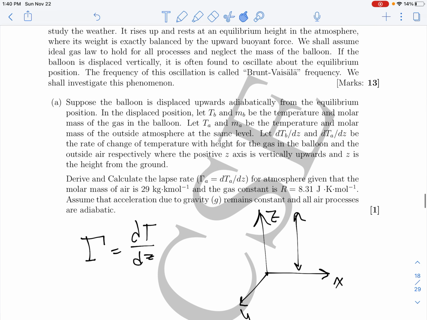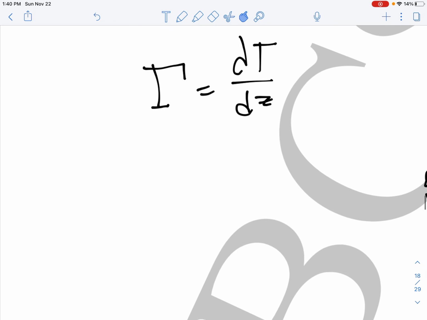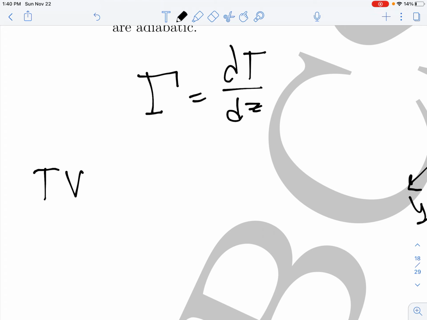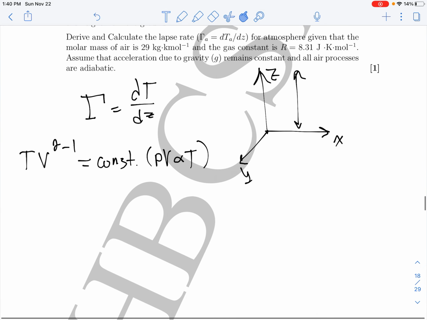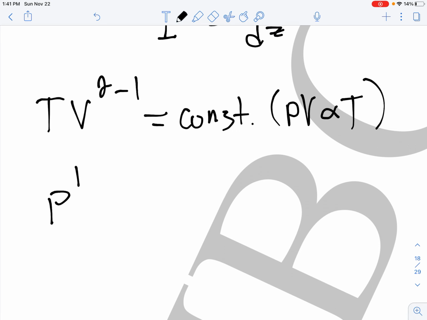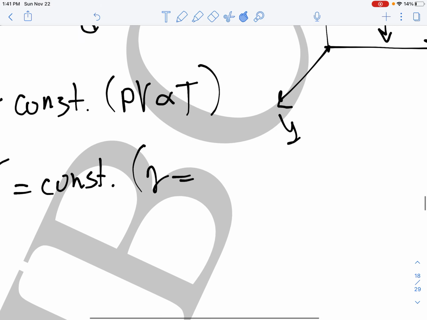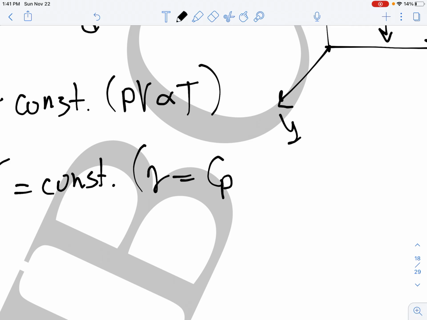So the first thing that we have to note is that it's an adiabatic process. In adiabatic processes, we always know that TV^(γ-1) is equal to a constant. And since PV is proportional to T for an ideal gas, and we're assuming that this is an ideal gas here, that means that P^(1-γ)T^γ is equal to a constant. And γ in this case is the adiabatic constant, which is the constant pressure heat capacity over constant volume heat capacity.